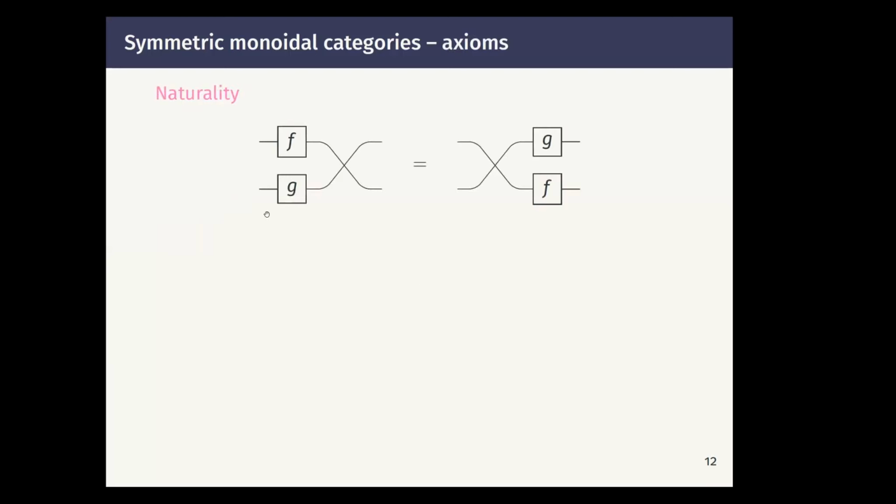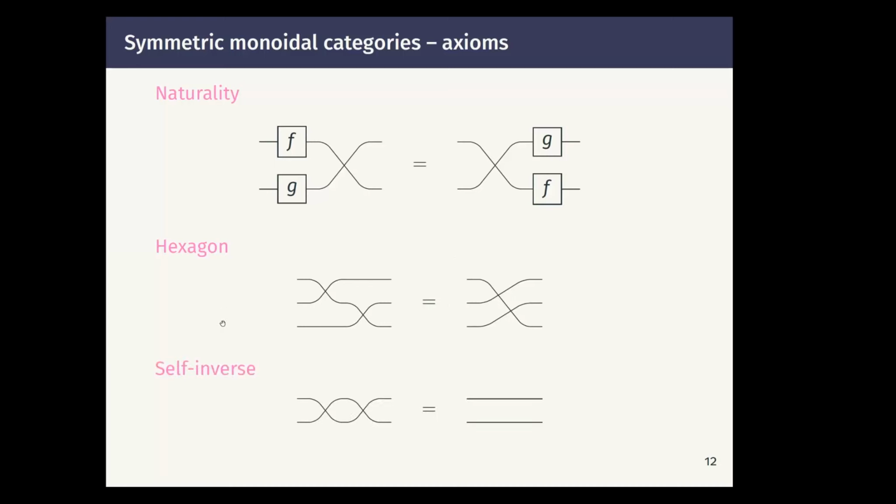We have this naturality axiom, which says that if we have something on a symmetry, we can always push it through and have it on the other side. As you can see, all the connectivity in the diagram is still the same. We have this hexagon axiom, which is housekeeping for multiple symmetries: we can combine them into one big symmetry. And quite importantly, this symmetry is self-inverse. If we do a symmetry followed by another one, we just get two identities on top of each other, because it's all done.